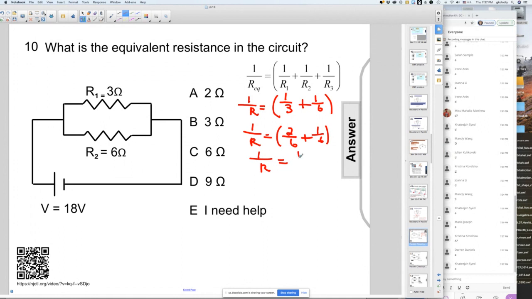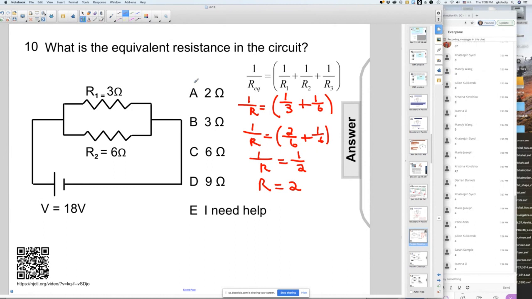Now, this is a mistake students commonly make here. They say, okay, that means the total resistance is 1/2. No, it's not. This is 1 over the total resistance is 1/2. To find what R is, you have to invert this. You invert this, you get 2, not 1/2. Right, 2 ohms.